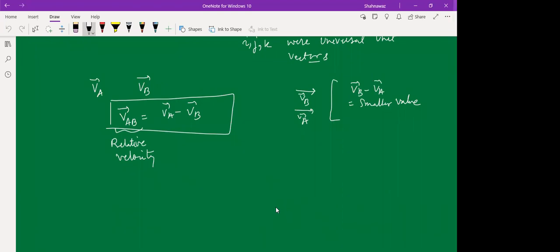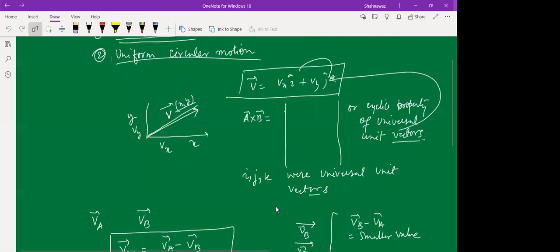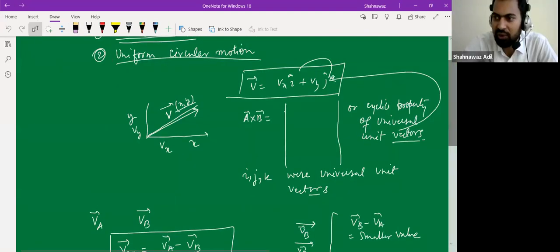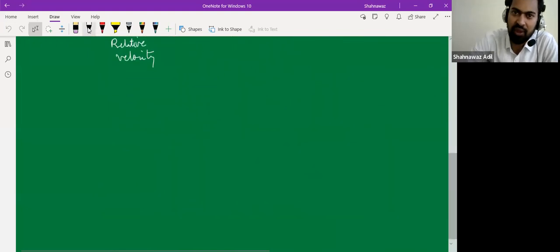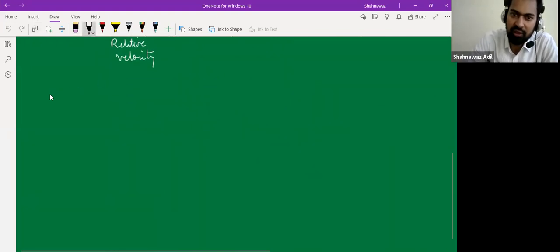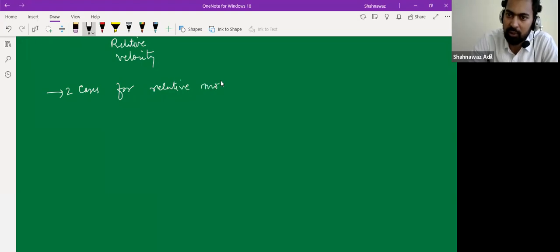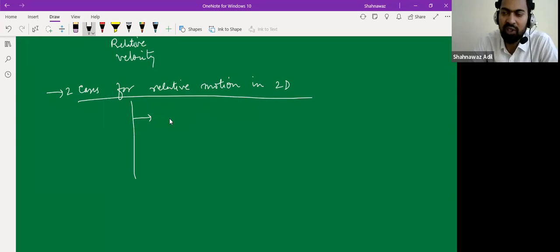No, sir. Okay. So there are two cases for relative motion in 2D. One will be that the medium will be moving along with the object.